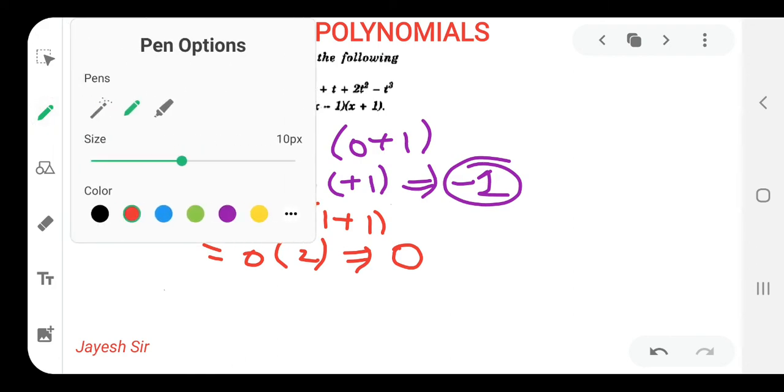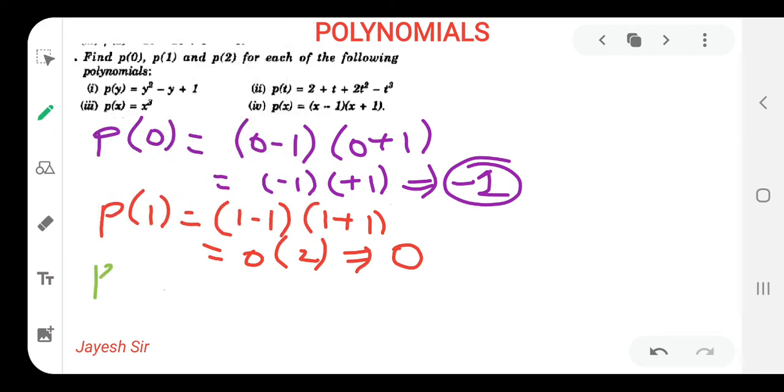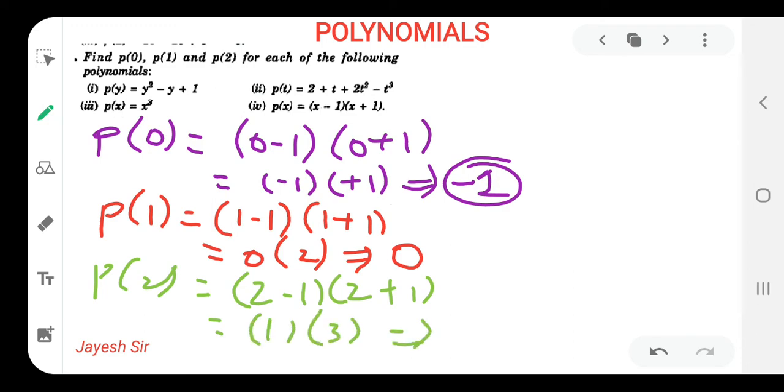Now we'll put the value of variable x as 2. 2 minus 1, bracket 2 plus 1. Yes, 2 minus 1, that means 1, and 2 plus 1, that means 3. So our answer would be 3. I hope you all might have understood the concept and have understood the sums very properly.